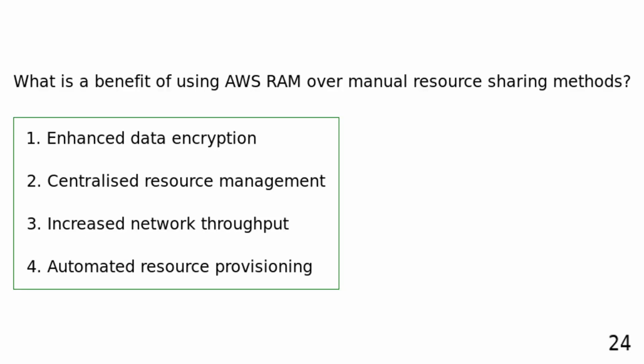What is a benefit of using AWS RAM over manual resource sharing methods? Enhanced data encryption. Centralized resource management. Increased network throughput. Automated resource provisioning.